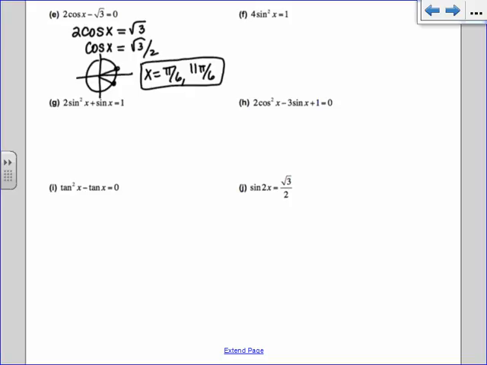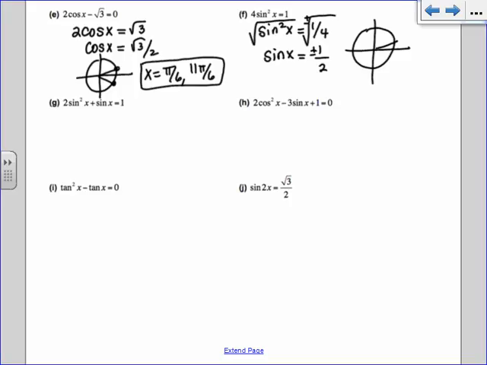All right, so this next one you can do a couple different ways. You could subtract the 1 over, you could factor, or you can divide by 4 and have 1/4, and then take the square root. Just remember, whenever you take a square root, write your plus or minus. So you have sine of x equals, the square root of 1 is 1, the square root of 4 is 2, so plus or minus 1/2. So we're saying when is sine equal to positive 1/2, and when is it equal to negative 1/2?